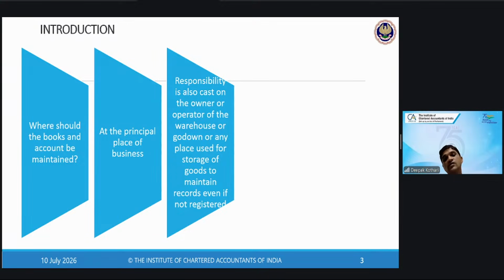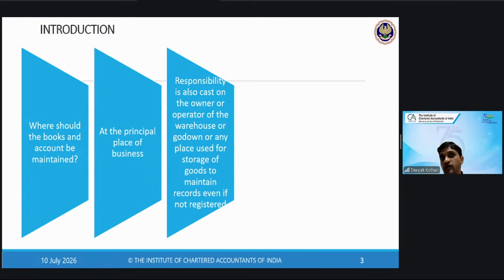Responsibility is also cast on the owner of the warehouse. So first, who should maintain the books of accounts? The owner. Where should he maintain them? At the principal place of business. And additional responsibility is also cast on the operator of the warehouse or godown or any place used for storage of the goods. So wherever you store the goods, you cannot say that no records are maintained there. The warehouse person also has to maintain records because multiple goods are there.